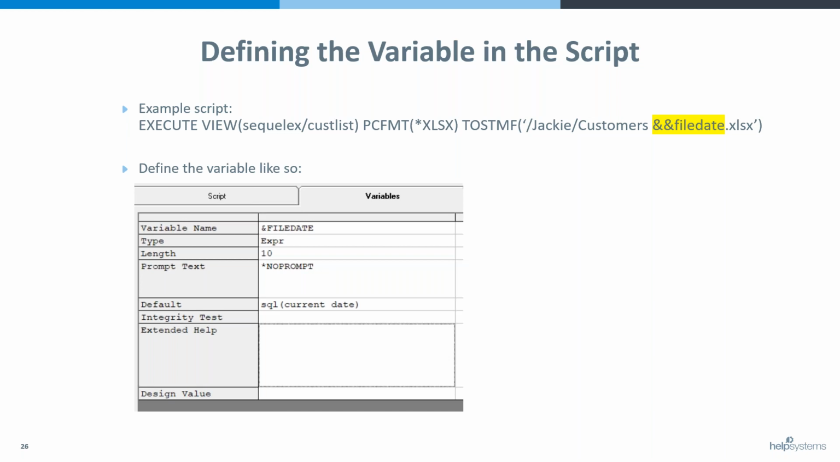And on the variable tab within the script, it's defined as an expression type with the appropriate length. And I'm using *no prompt for the prompt text, which means it's not going to prompt your end user for input, because on the default line, I'm specifying the current date. So when the script runs, it's going to look at the default line to grab that date value and pass it into my file name.